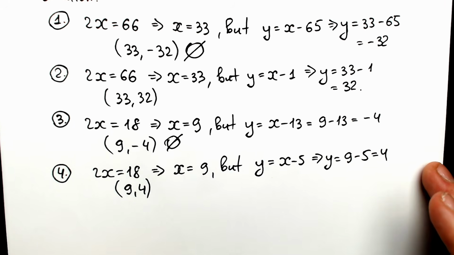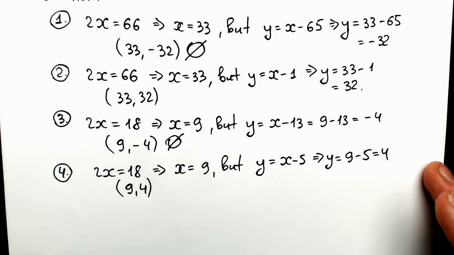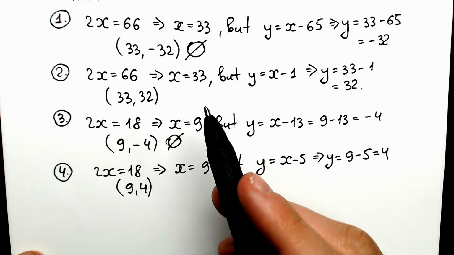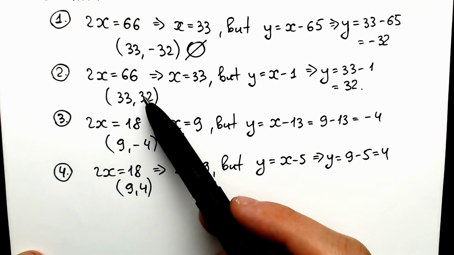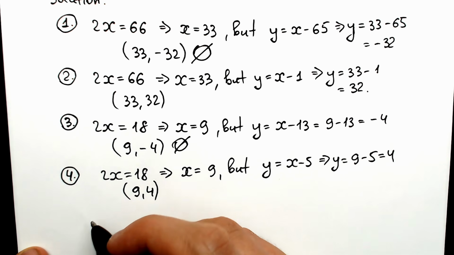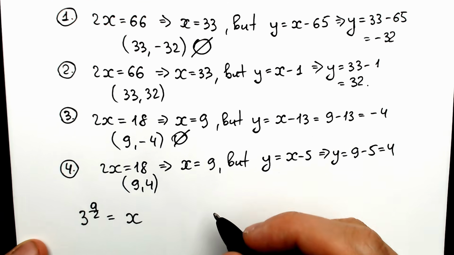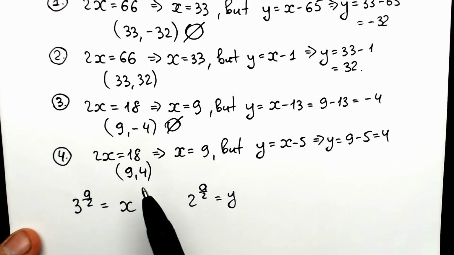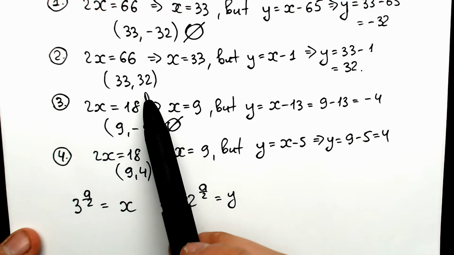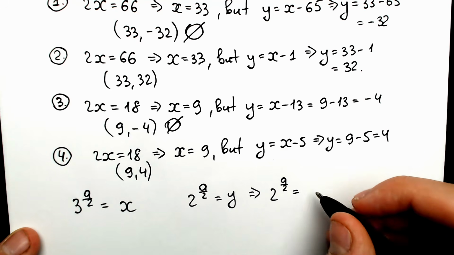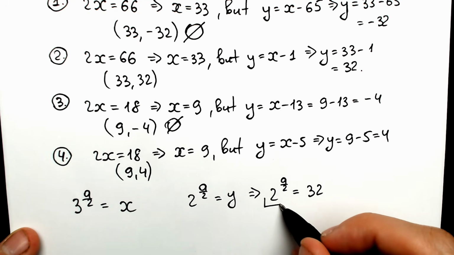So right now let's solve our exponential equations. We have two pairs, 33 and 32, and 9 and 4. Why is 33 and 32 not good for us? Because we have two pairs. I'm going to write it. So we have 3 to the power a over 2 equal to x, and 2 to the power a over 2 is equal to y. Basically, 32 is good for us because 2 to the power a over 2 equal to 32, so we can solve this part.